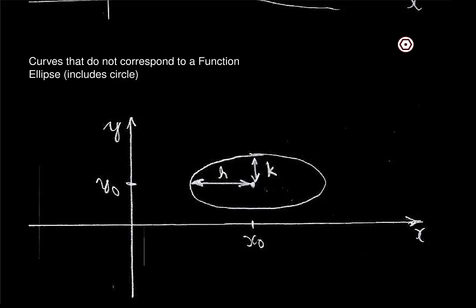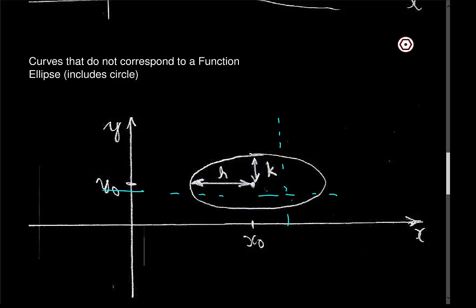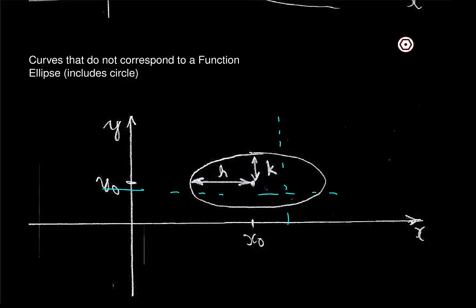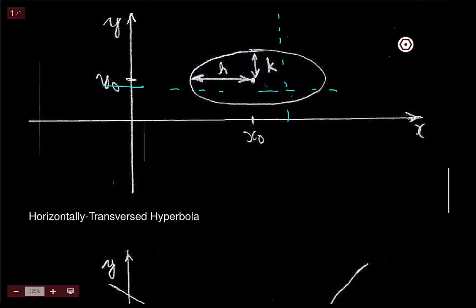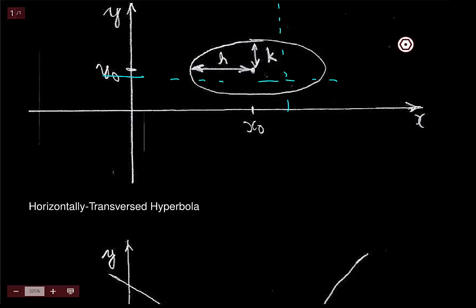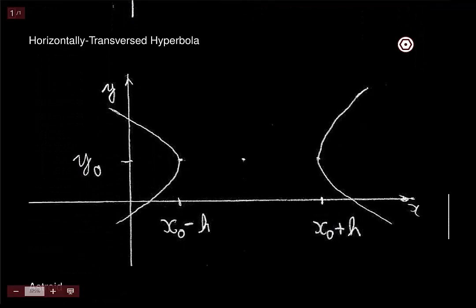For example, like a circle, or more generally, an ellipse. So we have an ellipse drawn here with a center at x0 and y0, and then it has a major axis and a minor axis. But what we can see is, if we draw any vertical line, it doesn't pass the vertical line test. And if we draw any horizontal line, it doesn't pass that either. So this is not a function. It's possible to split this up so it is two functions of either x or y, but it's certainly not just one function.